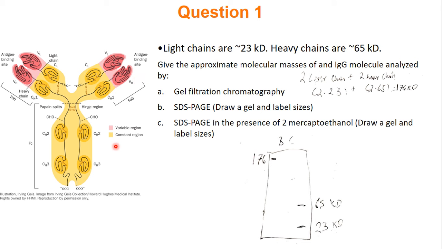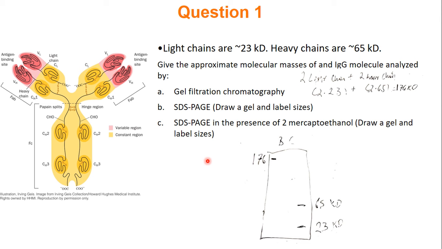So this is IgG. If we look at gel filtration, well, gel filtration doesn't denature our protein at all, and an antibody is made out of two light chains and two heavy chains. The weight of a light chain is 23 kilodaltons. The weight of a heavy chain is 65 kilodaltons. So our weight is two light chains, 2 times 23, and two heavy chains, 2 times 65, which is 176 kilodaltons.